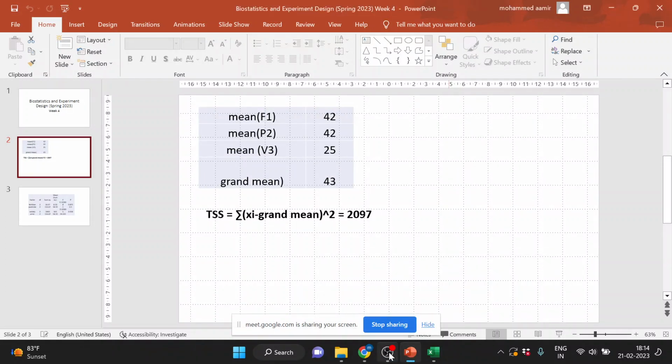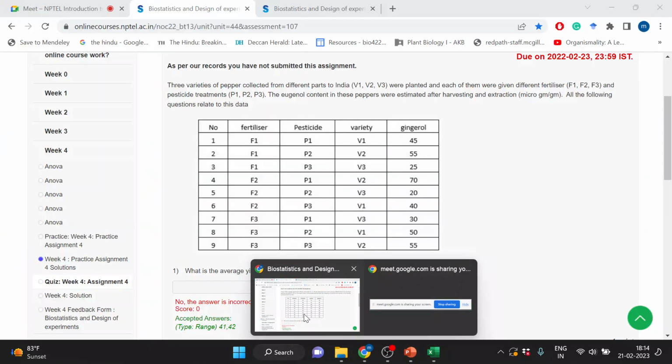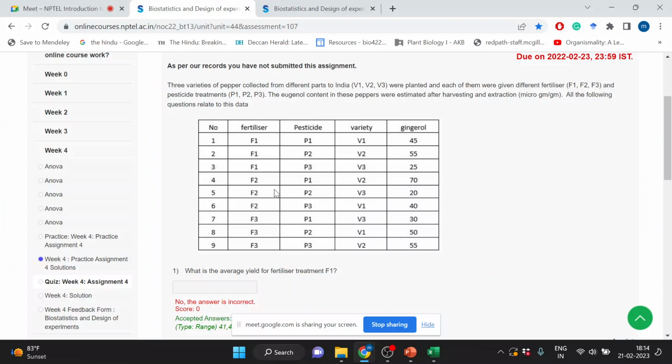Last week we had the formula for the total sum of squares. It was slightly long, is what I've heard. So then I went back and looked up the book.